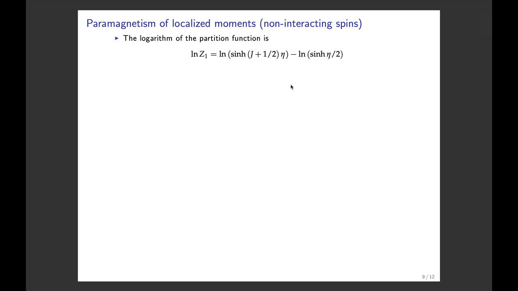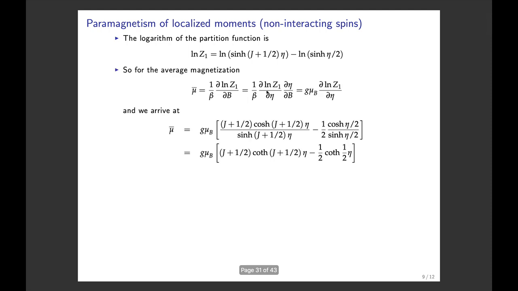Okay, that doesn't look too simple, but in fact, it helps us to evaluate this derivative. Of course, we want to take it with respect to beta. Remember, we found this relation, and we have this in terms of eta. Well, it's just a change of variables using partial derivatives. And we can write then mu bar in terms of the partial derivative of the log of the partition function of one spin with respect to eta. And that's actually not hard to do.